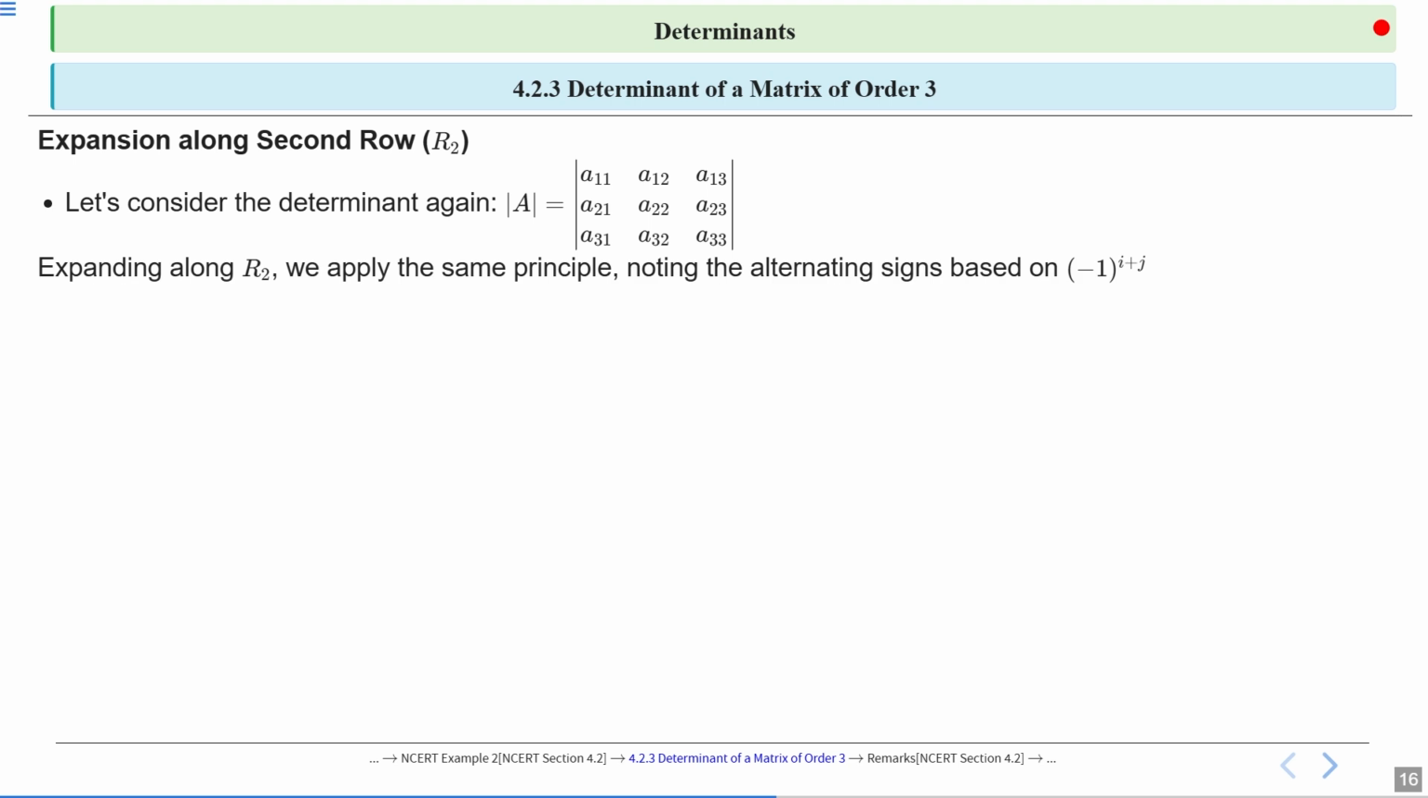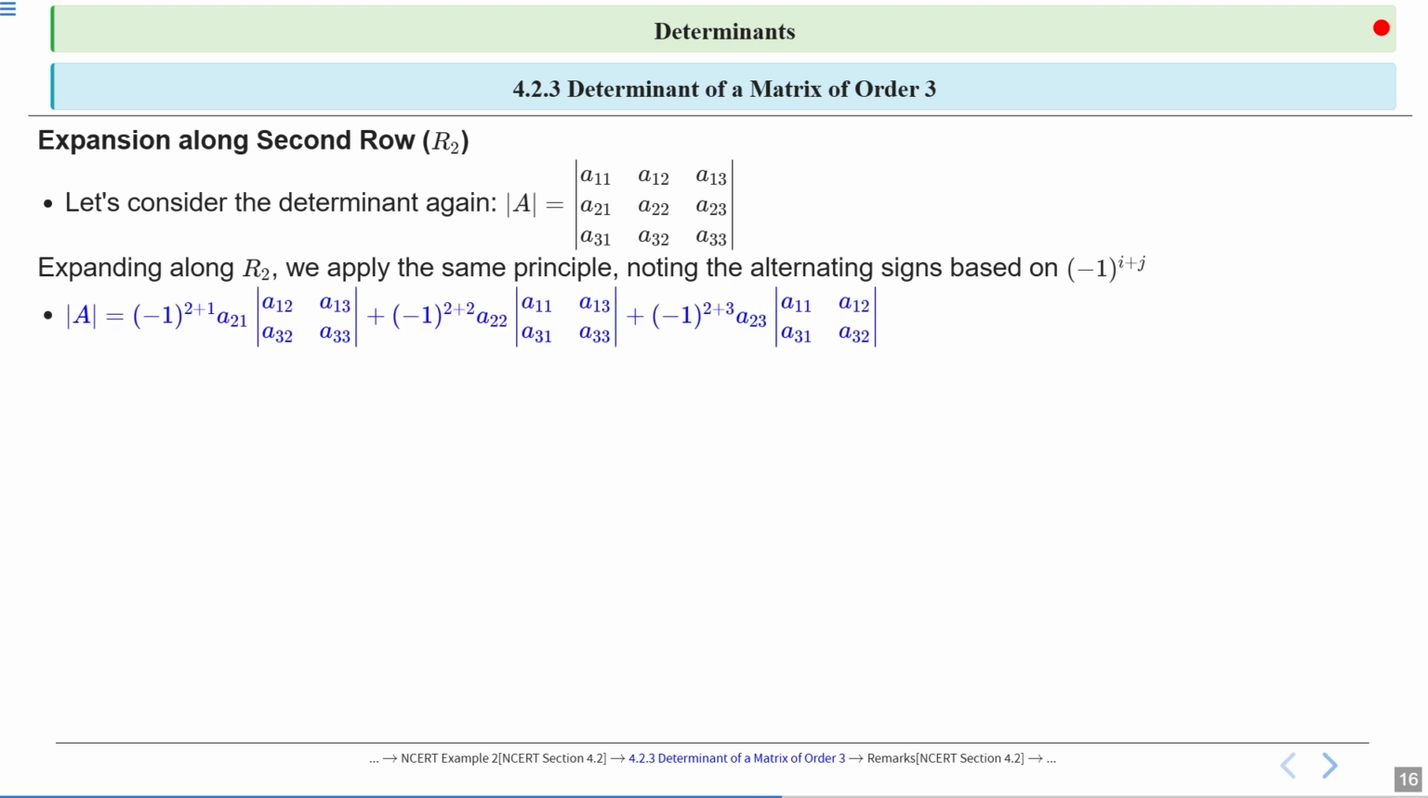Okay. So now we expand along the second row. We already expanded along R1 and got the value of the determinant. As I already told you, we can calculate the determinant of a matrix by expanding along any row and any column. So just verify: if I expand along the second row, do I get the same value, or is it different from when we expanded along the first row?